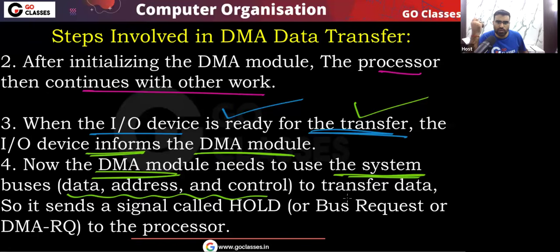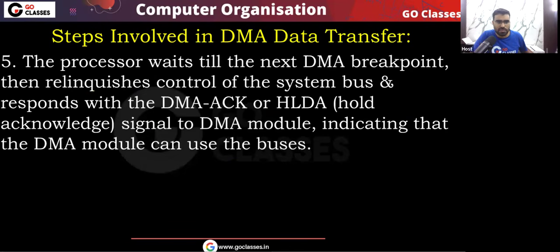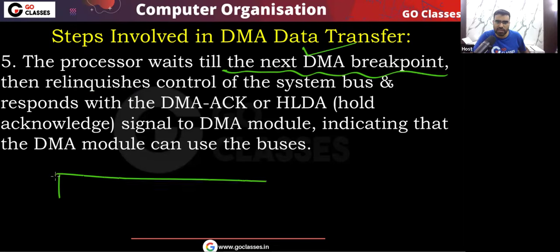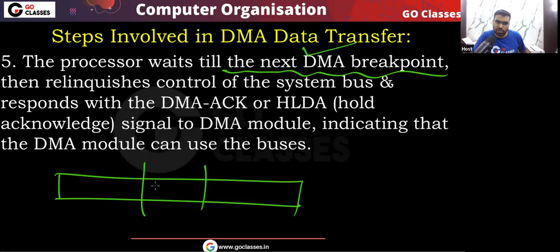Okay, so what will the DMA module do? It will send a hold signal, or I can say bus request signal, or DMA request signal, to the processor. Now when this signal comes, what will the processor do? The processor will wait for the next DMA breakpoint. Let's assume the CPU is in the executing stage. Now when the bus request signal comes from the DMA controller, saying I need access to the bus, I need control of the bus, then the CPU will wait for the DMA breakpoint.